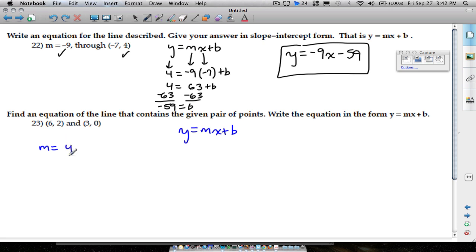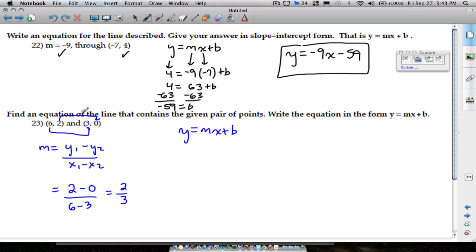The slope, we're going to use y1 minus y2 over x1 minus x2. So let's take our y values. That's going to be 2 minus 0 over, now take your x values and subtract them, 6 minus 3. So therefore we have 2 minus 0 is 2, 6 minus 3 is 3. Our slope is 2/3.